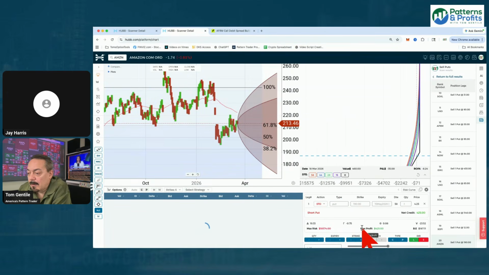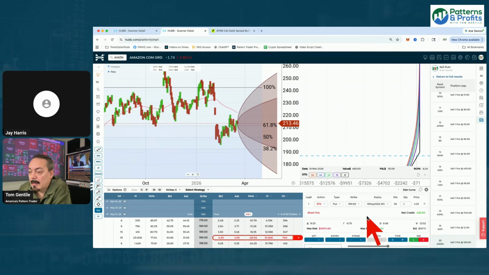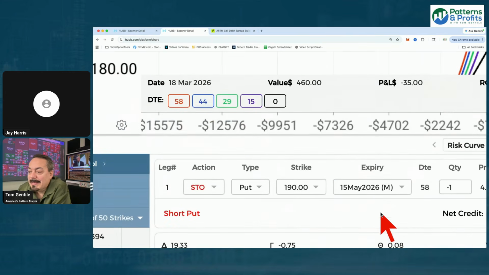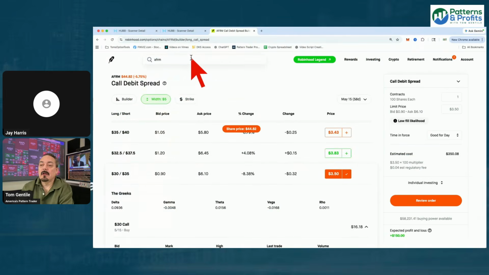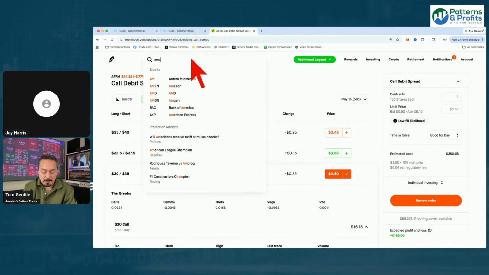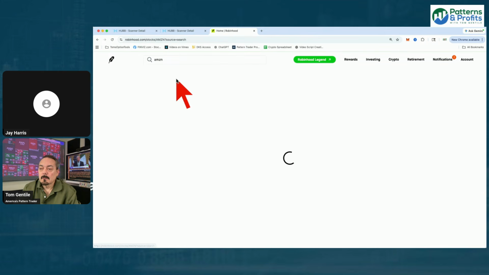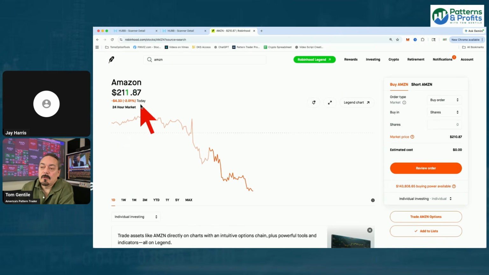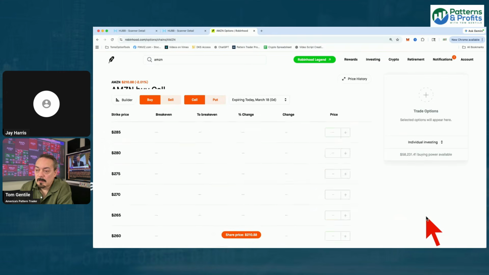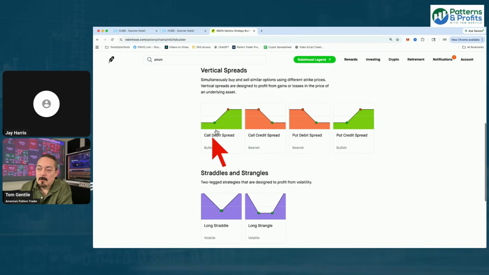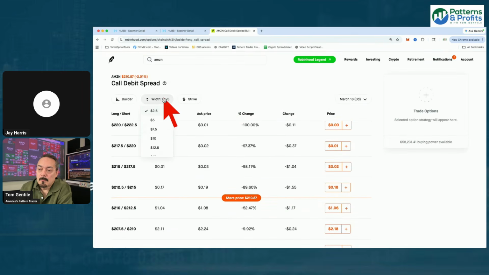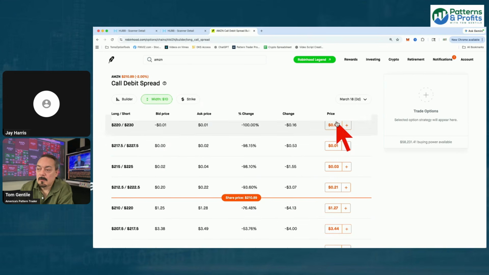It's telling me right off the bat to look at the 190 puts. So instead of that, we'll turn that into a poor man's covered call. AMZN, and that's $211. If I wanted to turn that into the poor man's covered call, we're going to click on Trade the Amazon Options. I'm going to build that call debit spread, maybe look at a $10 strike width, and I'm going to look at the month of May.